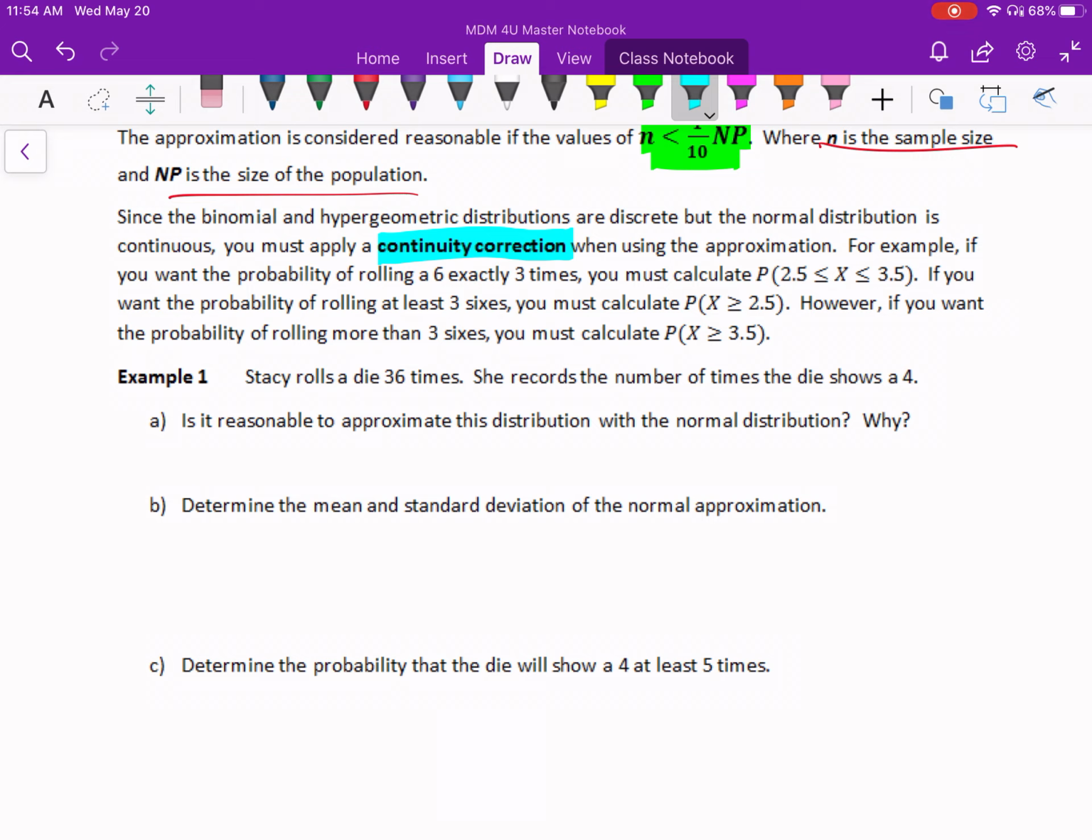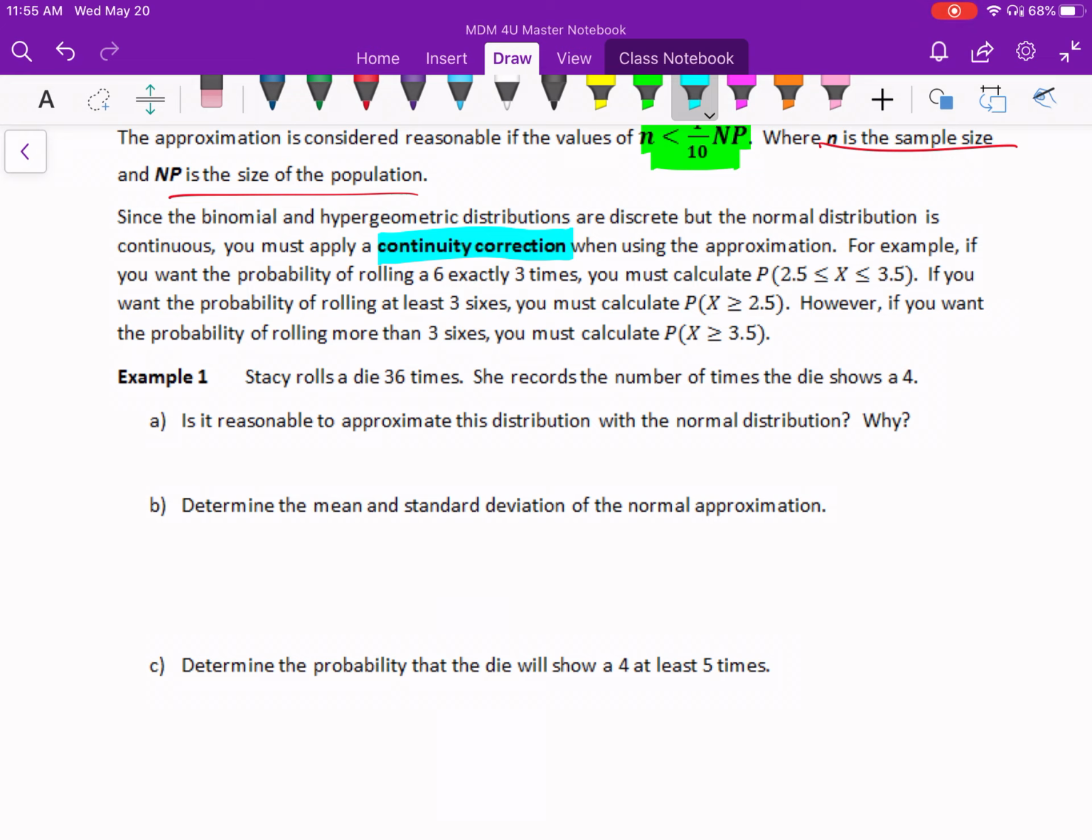For example, if you want the probability of rolling a 6 exactly 3 times... let me back up for a second. We're rolling a die, and obviously this doesn't say how many times I'm rolling it, but let's imagine that I'm rolling it 10 times, and I want to find the probability of rolling this 6 exactly 3 times. I could do the binomial distribution for that because it's independent.